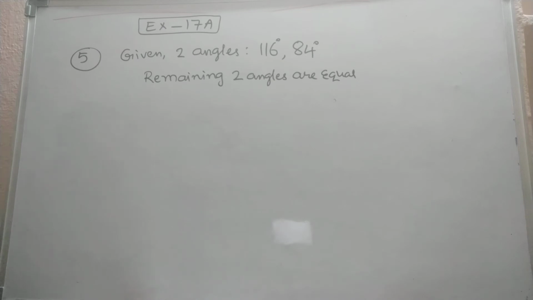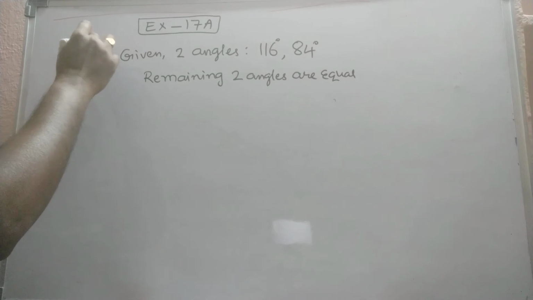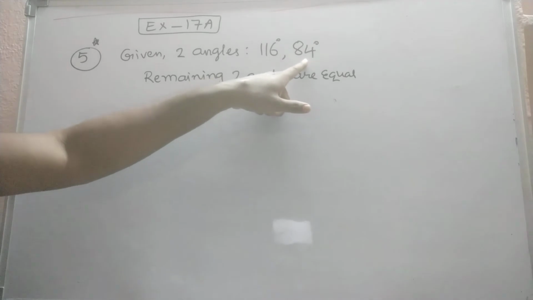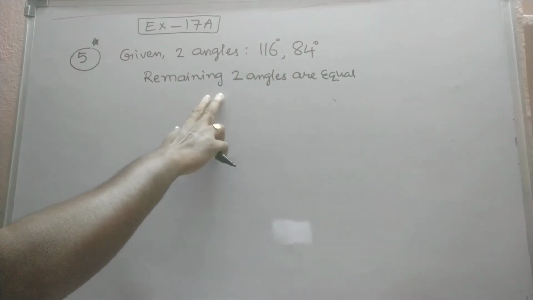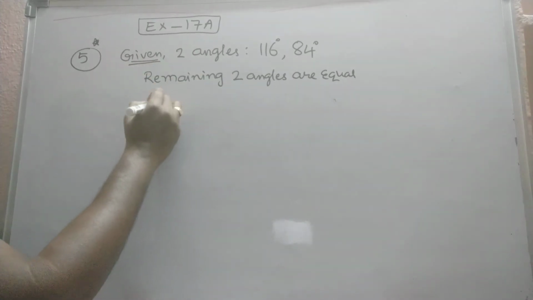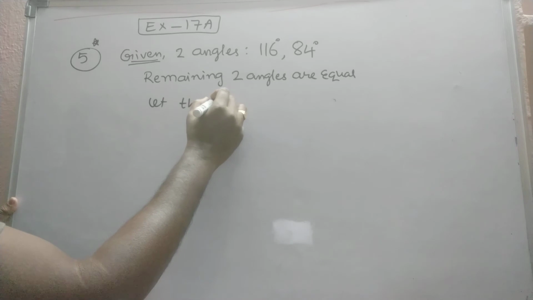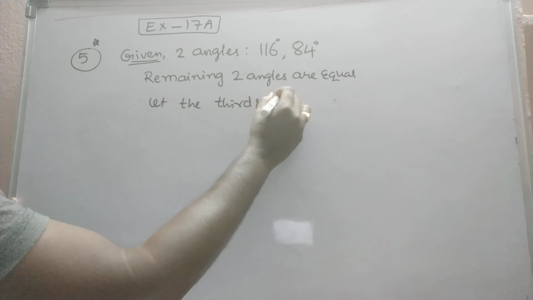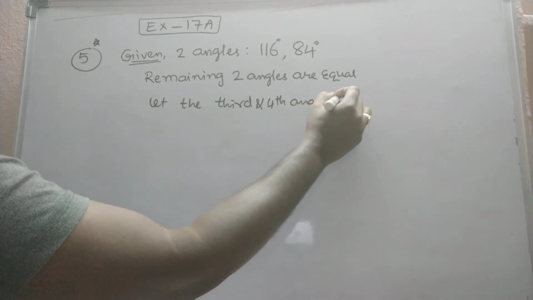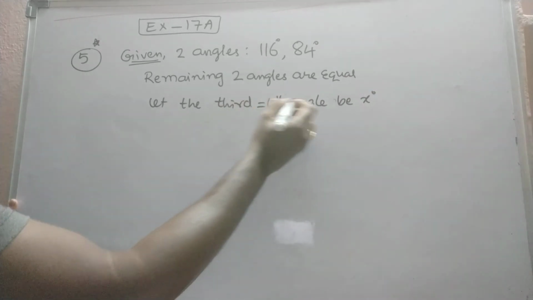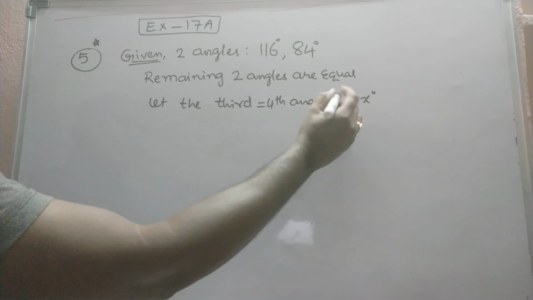Fourth question I am not solving. It is very familiar, very similar to previous questions. Question number 5 is important. What is question number 5? Two angles are given, 116 degrees and 84 degrees, of a quadrilateral, and the remaining two angles are equal. So this is the given information, given data I have written. So let the third and fourth angle be x degrees. So third is equal to fourth is equal to x degrees, because both are equal, already mentioned.